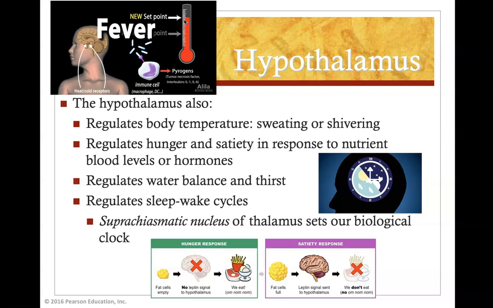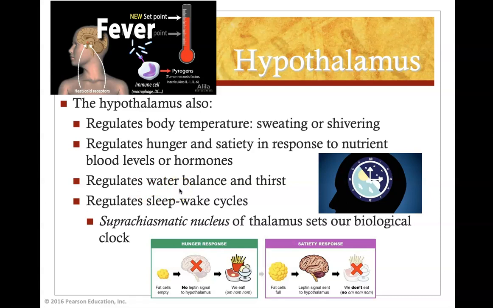It's also going to be your center where you regulate hunger and satiety. Satiety is your sense of fullness. There's a bunch of blood vessels that run around the hypothalamus, so it's in response to the nutrient levels in the blood, like sugar levels, as well as certain hormones that are in the blood. So it'll regulate that feeling of hunger based on that information it's getting from the nutrient levels in the blood. It'll also regulate your water balance and thirst by kind of the same mechanisms.